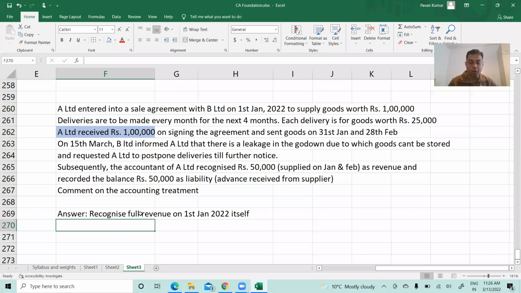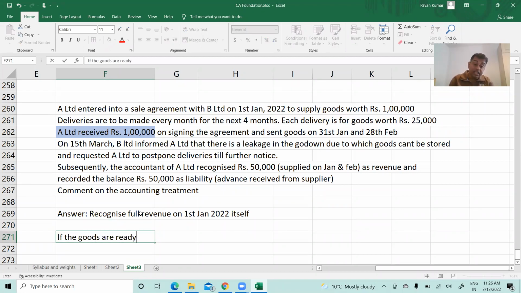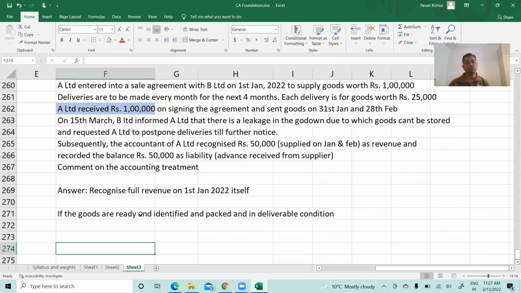But there is a twist in this answer, okay? If the goods are ready, identified, packed, and in deliverable condition, then yes, revenue can be recognized. But sir, what if goods are not ready? Then you cannot recognize revenue. For example, say this is a contract for sale of laddu. Every month I need to supply so many kgs of sweets. When you called me and said, don't send this month's sweets, if I have not made them, then if goods are not ready, you cannot recognize revenue. If goods are ready, identified, appropriated, packed, and in deliverable condition, then you can recognize full revenue.